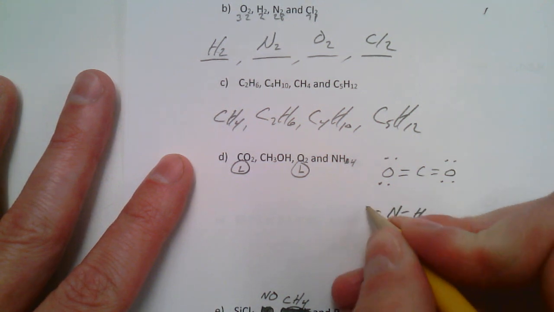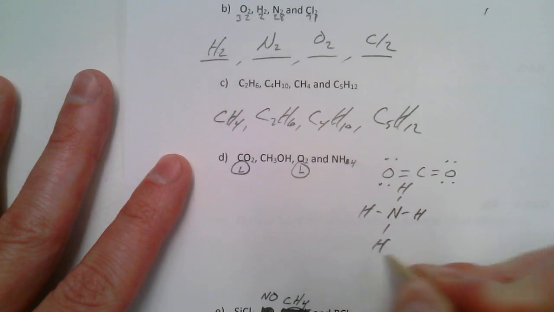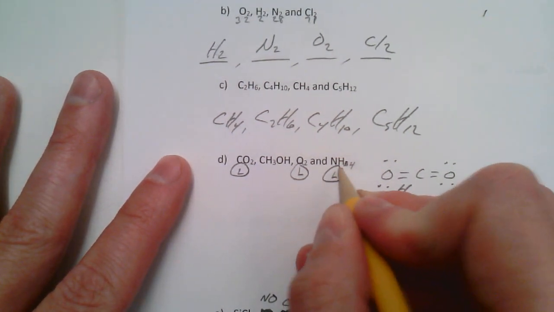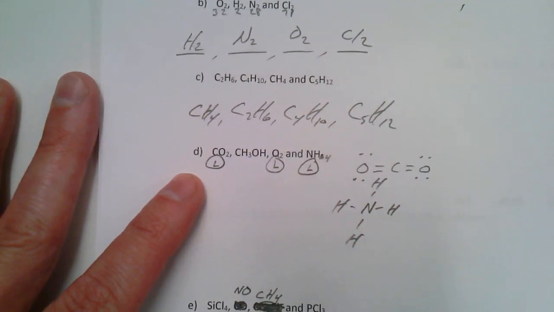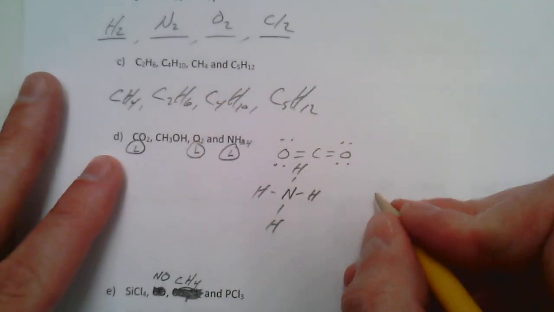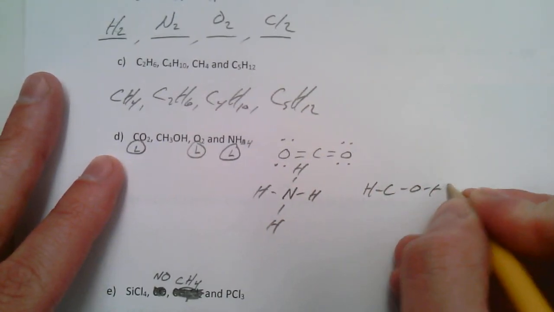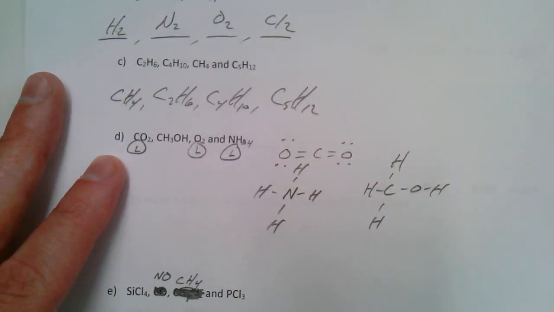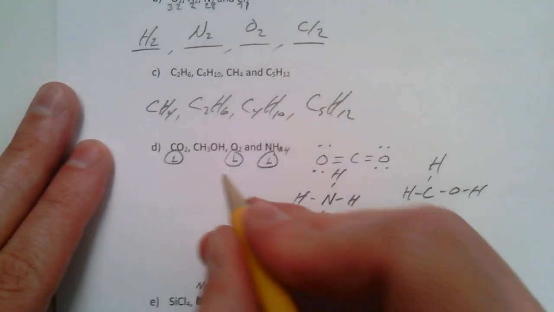NH4, again, if you draw out the Lewis structure, will look like this. No dots, all symmetrical, also London. And then the CH3OH, on a test I would probably give you the actual structure of it. I wouldn't expect you to be able to necessarily draw that. This has dipole and actually hydrogen bonding.